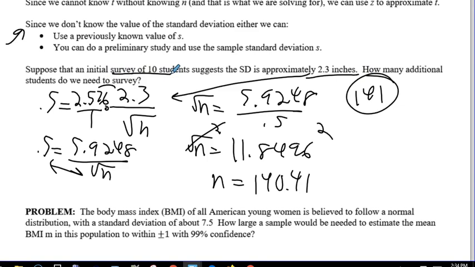How many additional students do we need? Well, if our goal is 141, and we started with 10, 131 students more. So we need 131 more students to reach that 141.